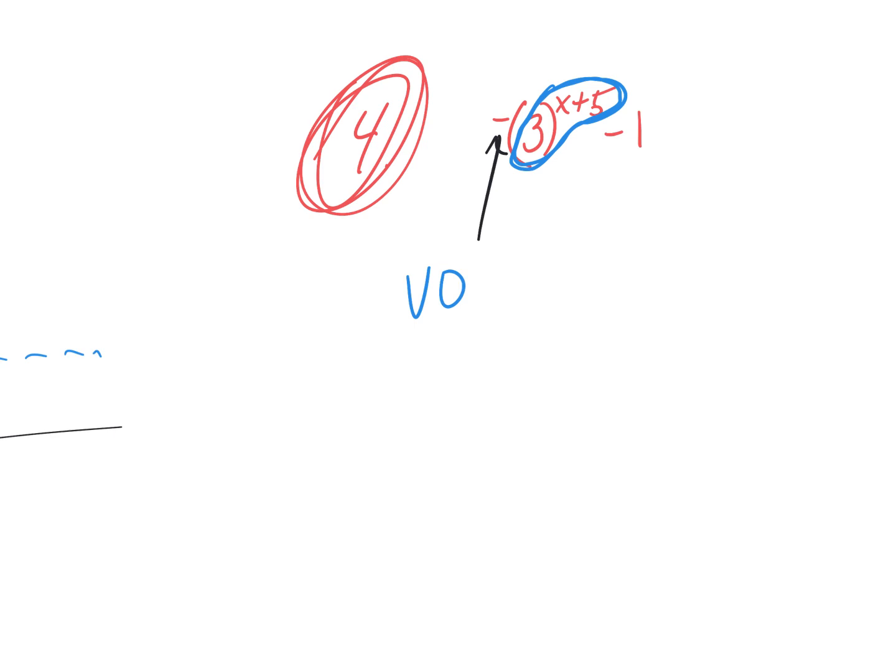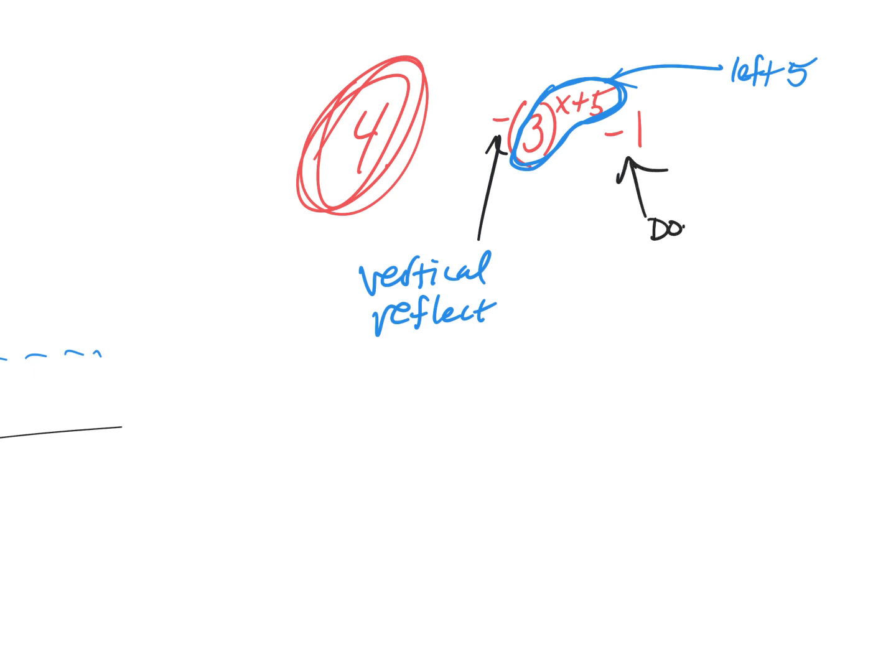So if that's a vertical, you'd call it a vertical reflect. So the question on number 4 is to tell you all the things that are happening. So I would say that this one has a vertical reflect. And this 5 up here is a left 5. And last but not least, that is a down. The whole function gets moved down 1.